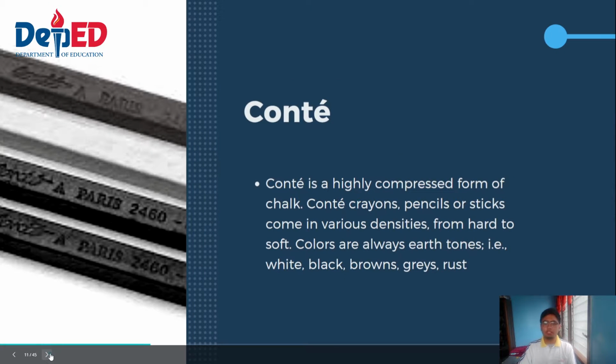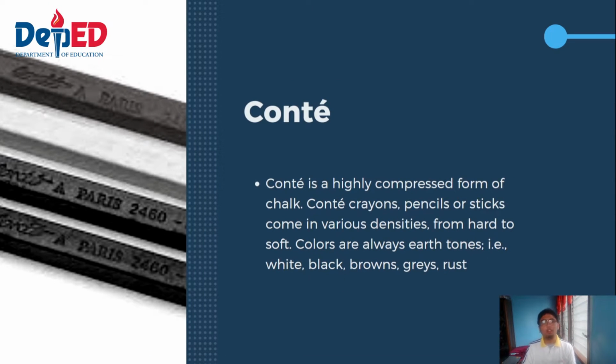Then we have Conte. Conte is a highly compressed form of chalk. Conte crayons, pencils, or sticks come in various densities from hard to soft, but they only have earth colors, for example white, black, brown, gray, and rust. So if charcoal only gives us shades of black, Conte can give us a variety of colors, but it's more on the earth tone and it is more compressed. I'm not very familiar with this one. I haven't seen a Conte. I haven't used them because I'm not more in the arts.